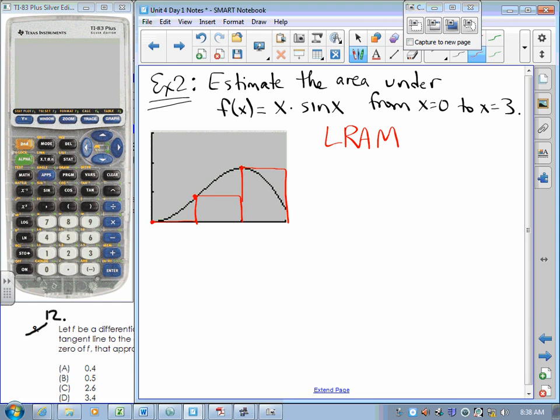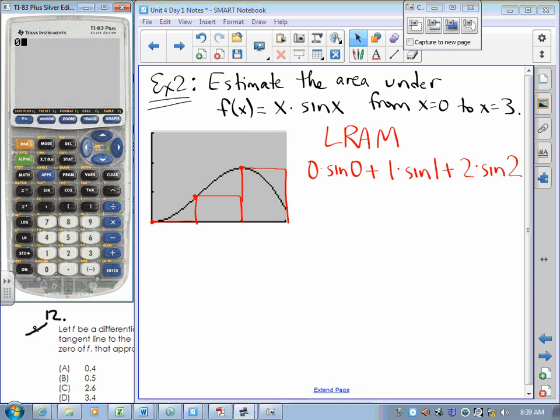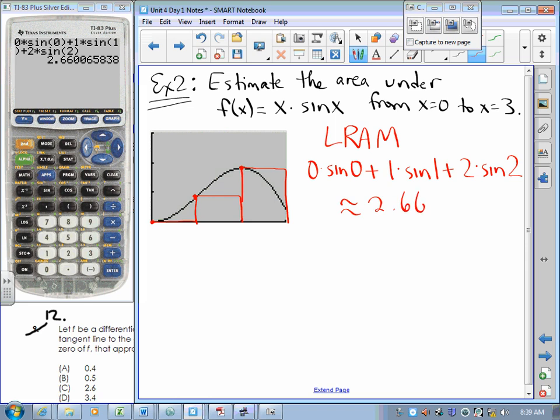And so if I'm looking to do a left rectangle approximation method, the left endpoint is 0, the left endpoint is 1, the left endpoint is 2. And so the areas, since the widths of all the rectangles are 1, the heights of the rectangles are the areas of the rectangles. And so I go to my calculator and I ask it for 0 times sine 0 plus 1 times sine 1 plus 2 times sine 2, and I get 2.660.